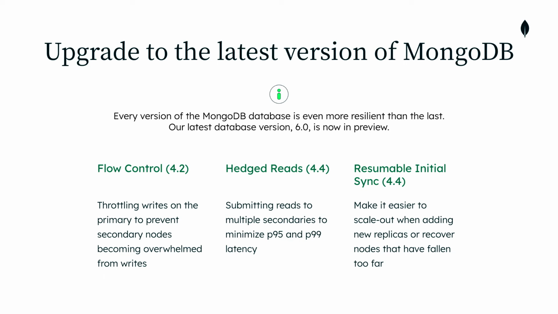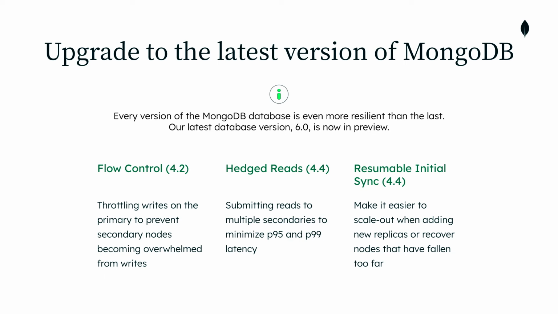In 4.4, we introduced hedged reads, which is the whole idea that you have a read operation. It's able to go into any number of those secondaries in MongoDB. What MongoDB will do is send reads to multiple nodes, and whichever node responds faster will be the one used to service the operation. And that's really good because it's helpful to minimize the likelihood of these unexpected events happening in production that cause P95 and P99 spikes. So if you're someone that has really high standards for your P95 and P99 latency, I recommend upgrading to at least 4.4 to leverage hedged reads.